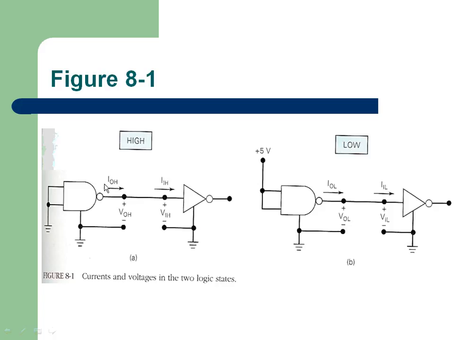Now it is not compulsory all the time that the driving gate will be sourcing and the receiving gate will be sinking. There may be some logic families where it is reversed. The driving gate will be sinking type, whereas the receiving gate will be sourcing type.